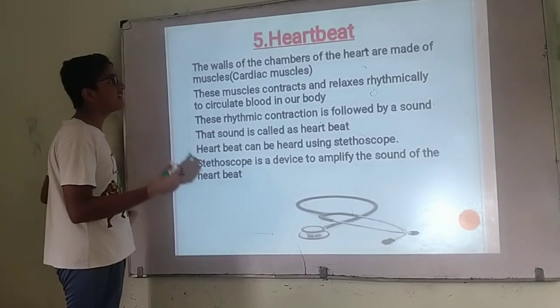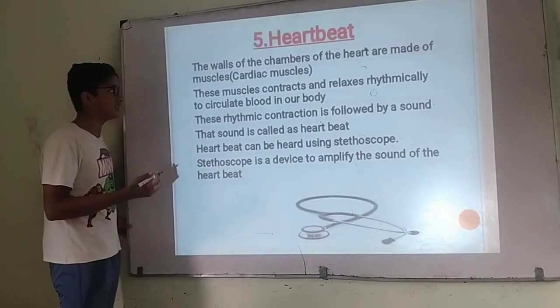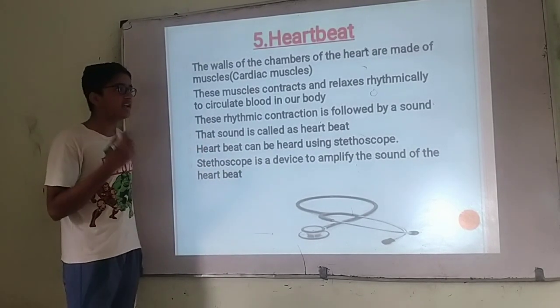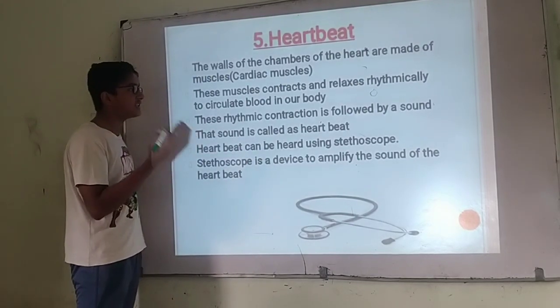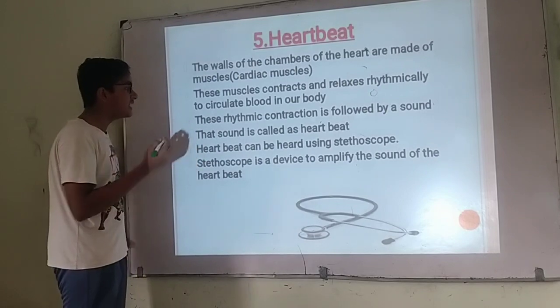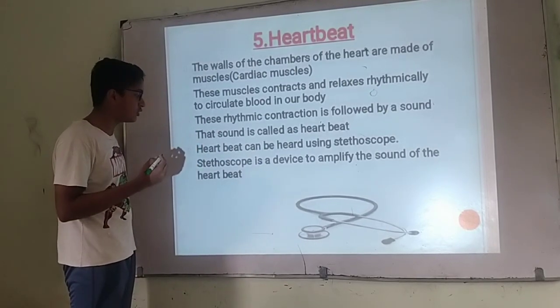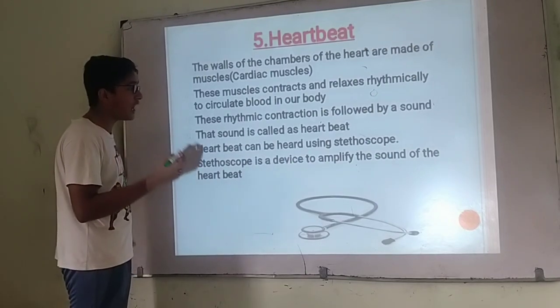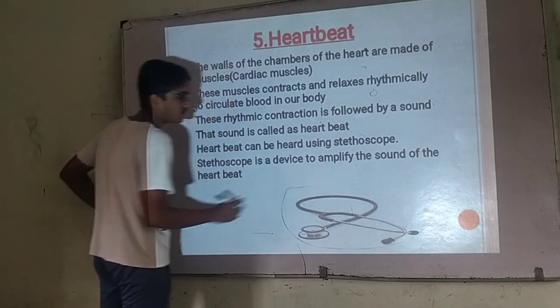Heartbeat. The walls of the chambers of the heart are made up of muscles, that is cardiac muscles. These muscles contract and relax rhythmically to circulate blood in our body. This rhythmic contraction is followed by a sound. That sound is called heartbeat. Heartbeat can be heard using a stethoscope. Stethoscope is a device to amplify the sound of the heartbeat. This is the image of a stethoscope.